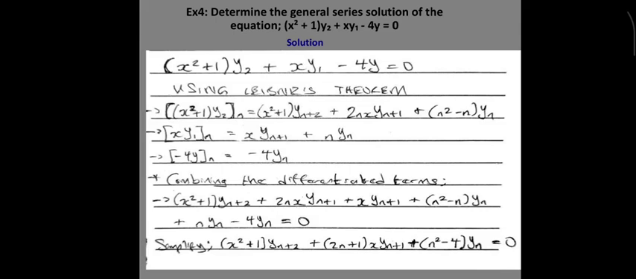And for our y subscript n, it appears 3 times. So we have this, this, and this. So that's why I have plus n multiplied by y subscript n, minus n multiplied by y subscript n, minus 4 multiplied by y subscript n equals 0.